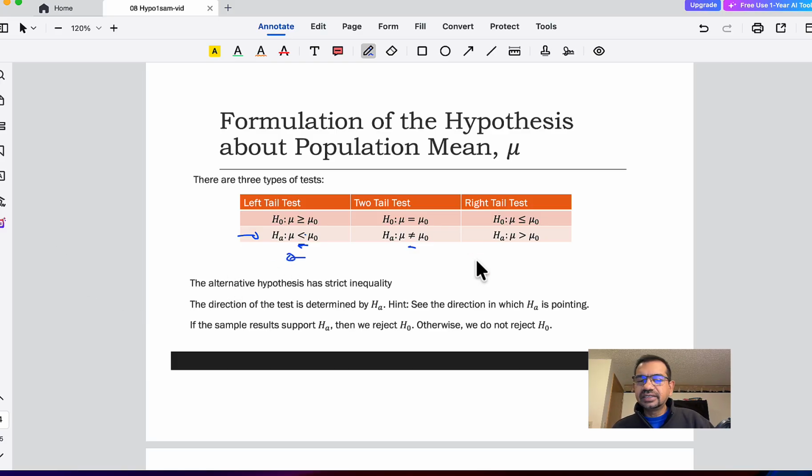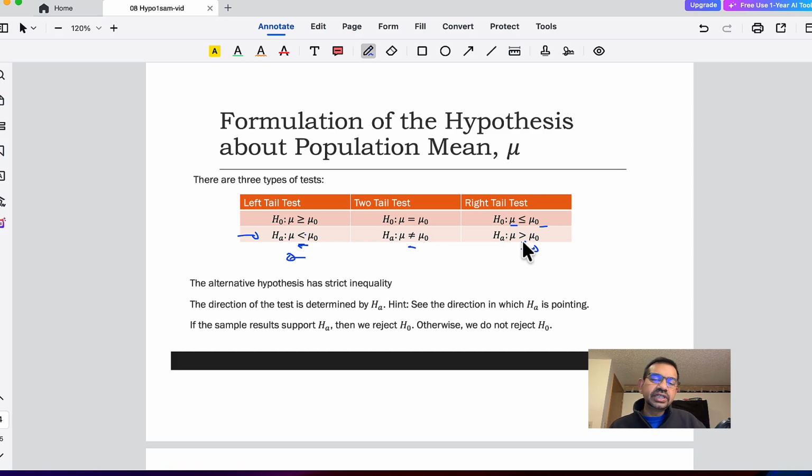On the other hand, a right tail test is when our null hypothesis is that the population mean is less than or equal to our stipulated population mean. Mu naught is the conjecture, the value that we hold the population to take. And the alternative then is that our population mean is actually more than our postulated population mean. So here, the arrow of the alternative is pointing to the right, so this will be a right-tailed test.